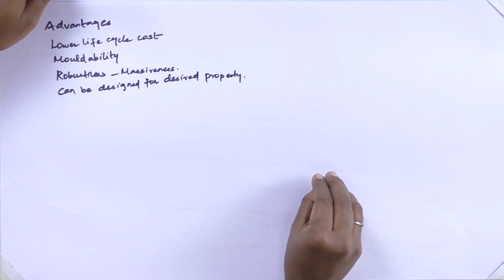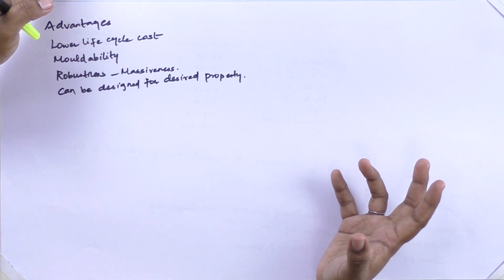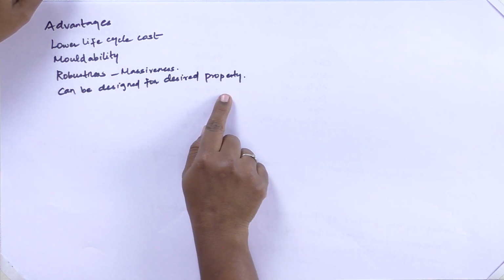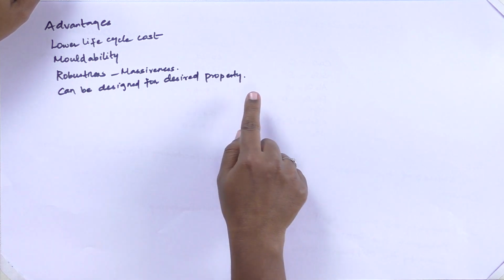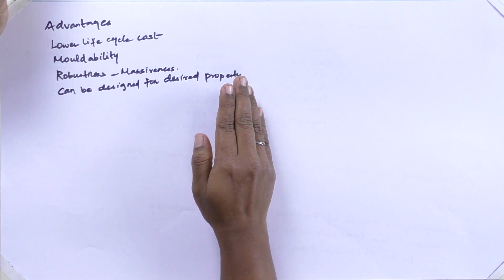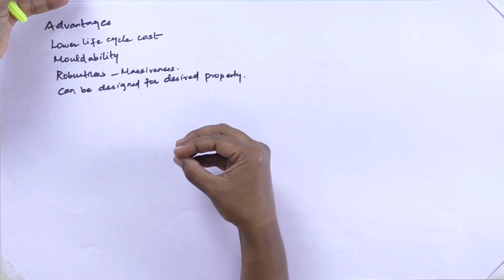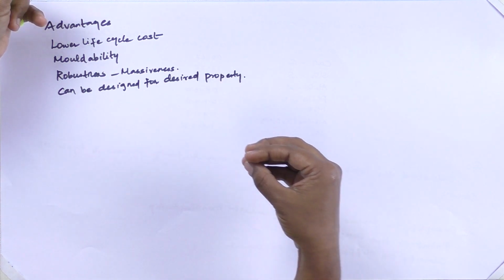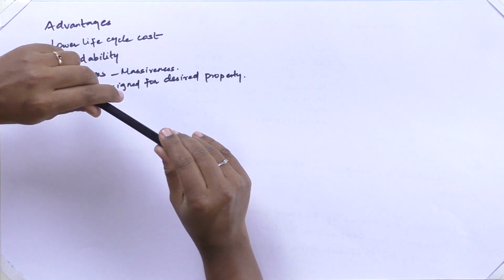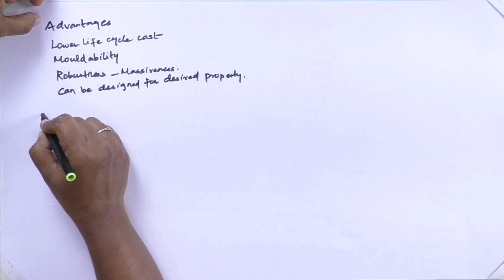Since it is a particulate matter, we are combining two or more materials of different nature. Even though we are mixing heterogeneous materials, we can design the concrete for the desired property, that is, whatever property we expect the concrete to have. This is all about the advantages.